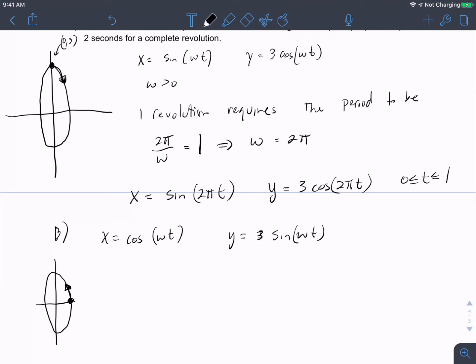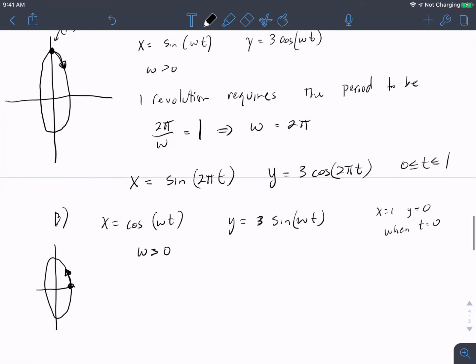Remember, our first point was x is 1, y is 0, when our t is 0. And that's what helps us dictate our answers to this. And so with that, since this is happening again, our omega has to be greater than 0. It can't be negative, because otherwise that would make it so instead of x getting smaller, it'd be getting bigger. And same thing with y. Instead of it getting bigger, it would be getting smaller. So we have to make it positive.